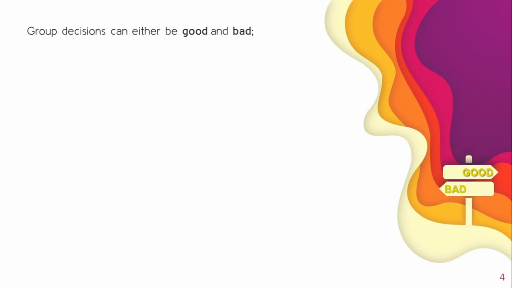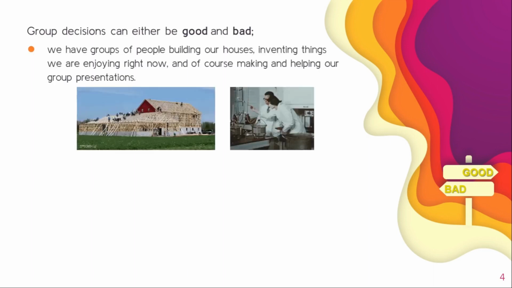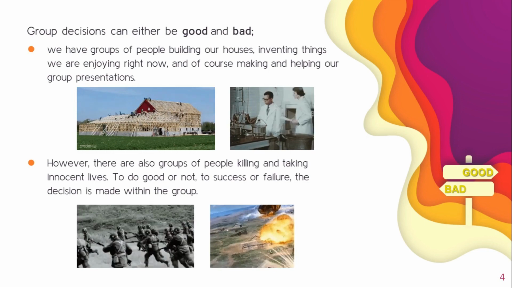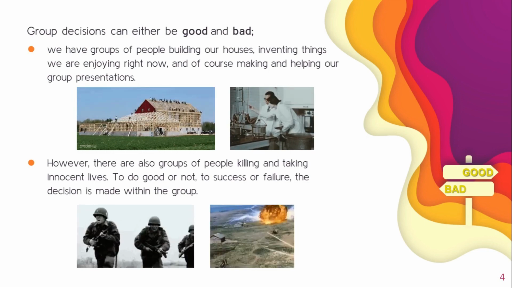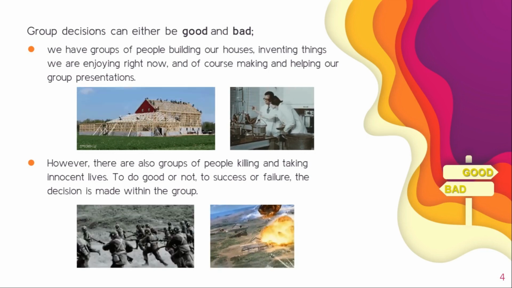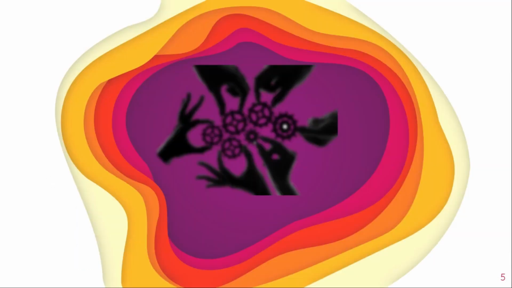Group decisions can be either good or bad. We have groups of people building our houses, inventing things we're enjoying right now, and of course, helping with our group presentations. However, there are also groups of people killing and taking innocent lives. So whether to do good or not, success or failure, the decision is made within the group. And now let's hop on to the process of making decisions.